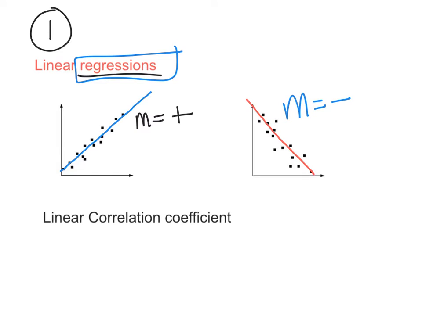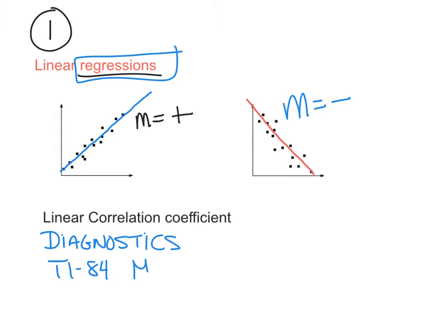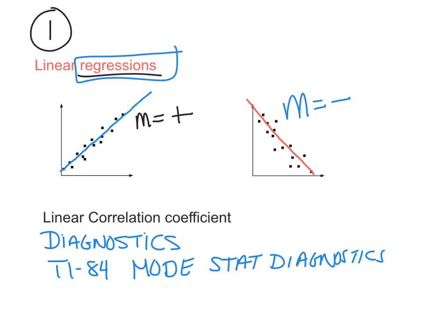So what we have to turn on is something called the diagnostics. If you have a TI-84, and this should be in your notes, you have it written down and you've turned it on your calculator, and it's an updated TI-84, you can simply go to the mode and you can scroll down and it should say at some point Stat Diagnostics, and you basically just need to make sure that is turned on.